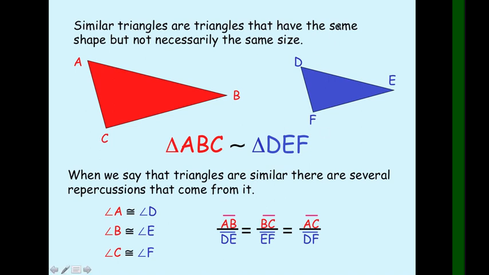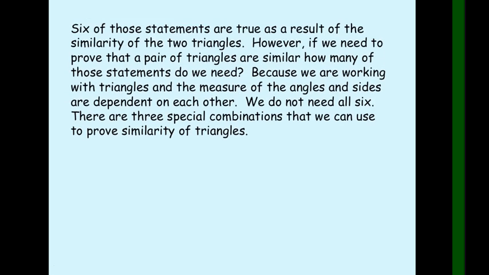So, if we look at this, this is AC, this is DF, and they are similar, and then AB and DE, as well as BC and EF. Also, remember that when we write a line, we need to put a segment symbol here, a bar over it, to say that this is a line segment. Now, all 6 of those statements are true as a result of the similarity of the two triangles.